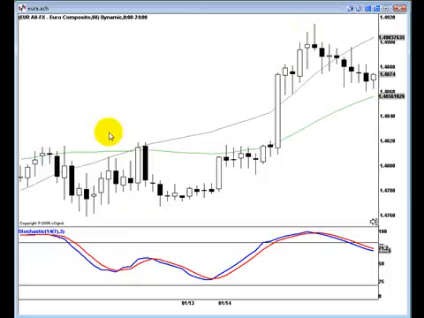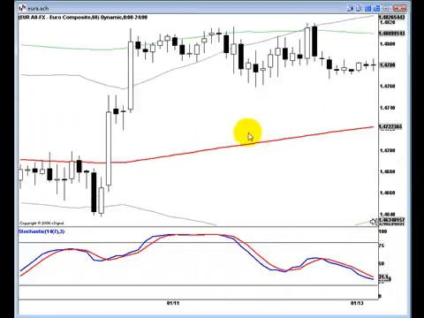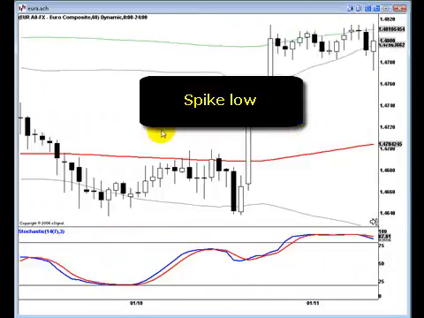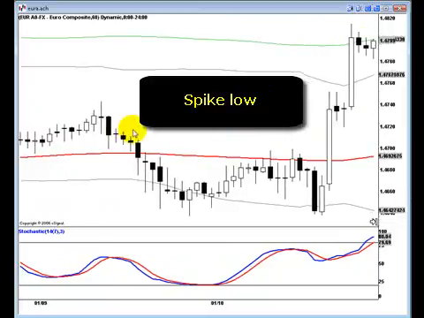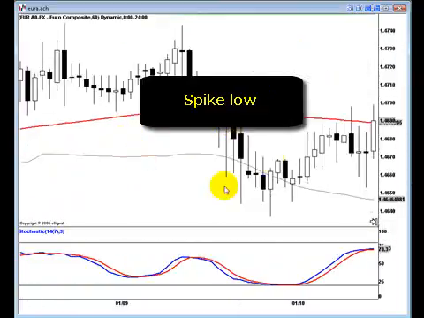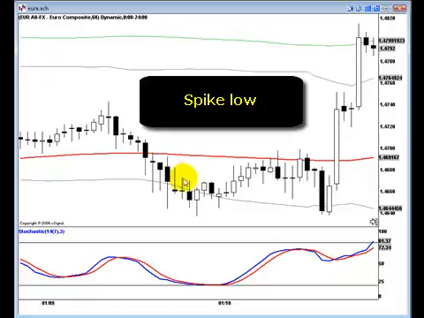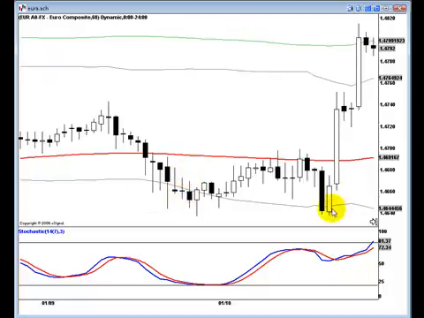What I'm going to do now is to look for a one up, one down at the bottom, and what that would be called is a hammer candle followed by a spike low. And you can see there's another reversal. These are all spike lows.